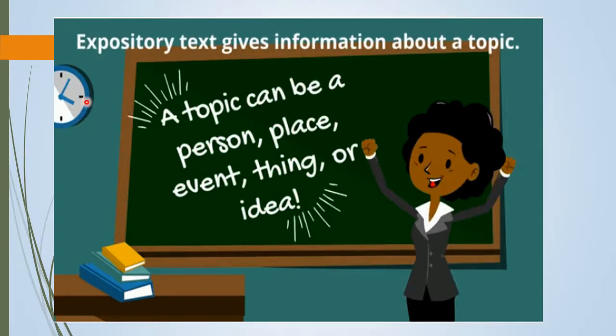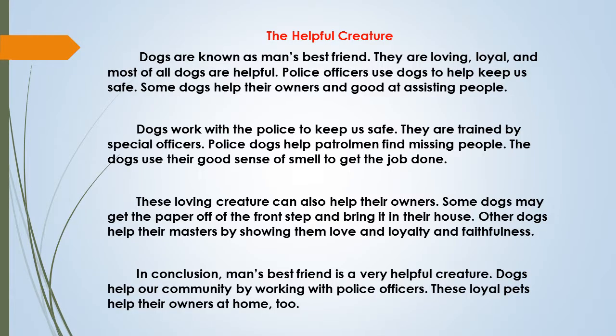So an expository text gives information about a topic. A topic can be a person, a place, event, thing, or an idea. Let's take this composition or a piece of writing. The helpful creature. Dogs are known as man's best friend. They are loving, loyal, and most of all dogs are helpful. So the first sentence states the main idea of the topic.